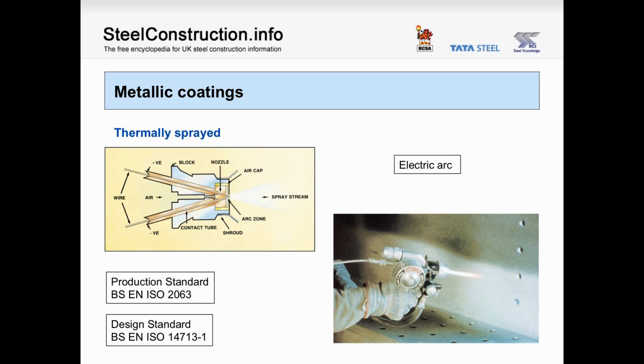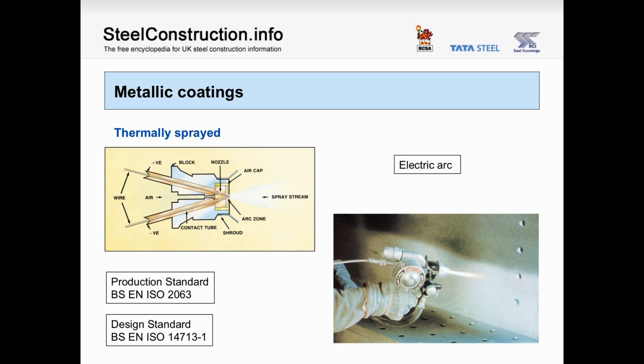The electric arc process produces a similar coating to that deposited by the gas process, except that the heat source is generated by the arcing of two electrically charged electrodes. Typically specified coating thicknesses vary between 100 and 200 microns for aluminium and 100 and 150 microns for zinc. The protection of structural steelwork against atmospheric corrosion by thermal sprayed aluminium or zinc coatings is covered in ISO 2063.